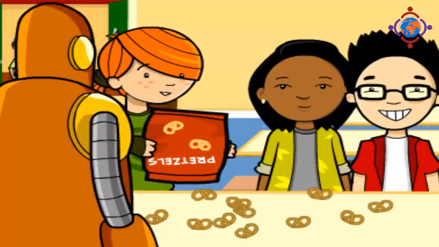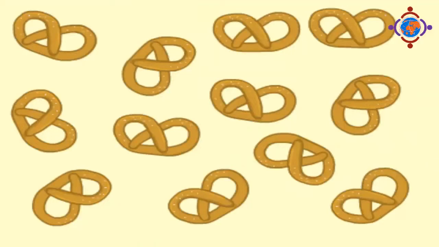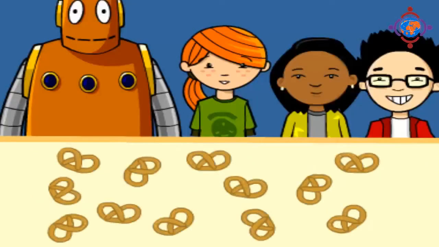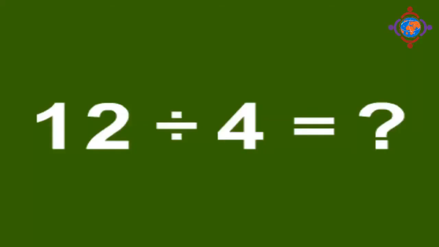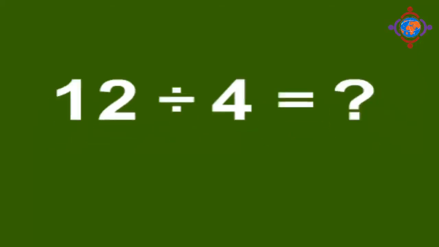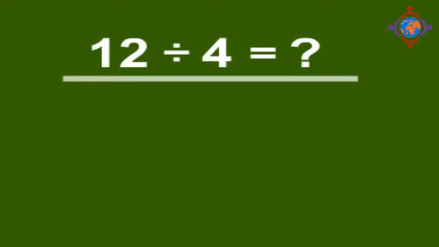Some friends are sharing pretzels. There are 12 pretzels and 4 people. How many pretzels does each person get? You can divide 12 by 4 to find the answer. Subtract 4 over and over again until you get to 0.